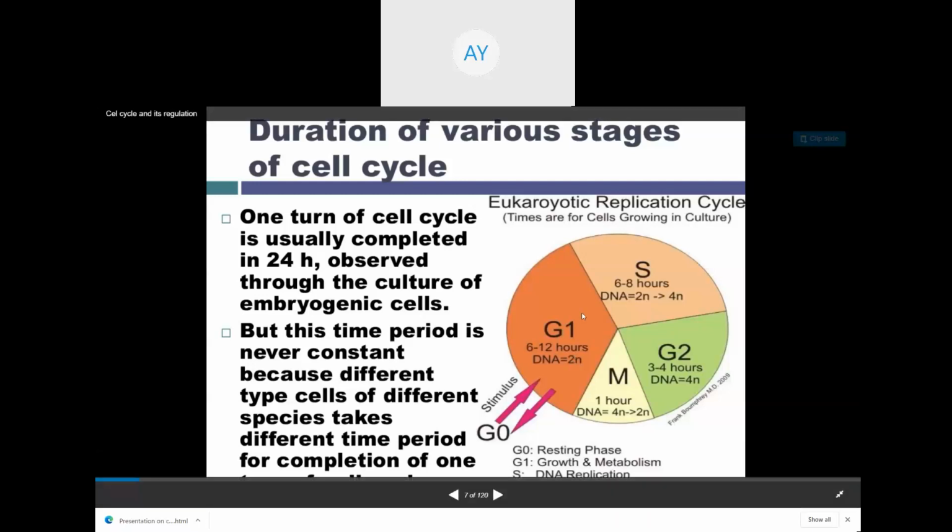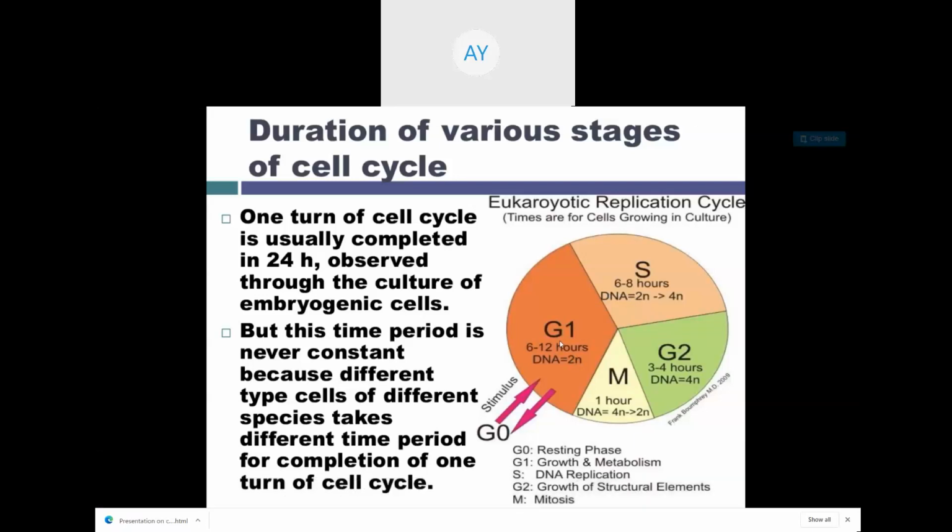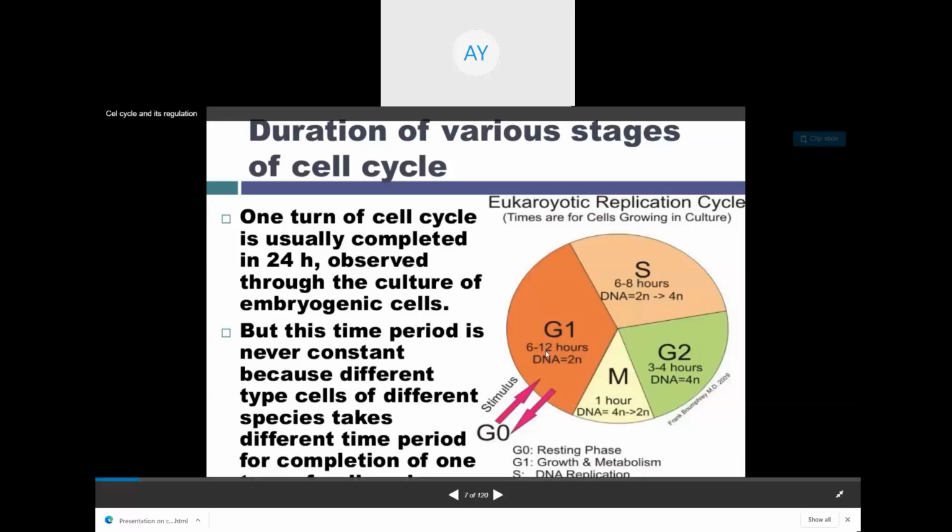If it enters the S phase, it will take 6 to 8 hours. In G1, if there is a deficiency of protein or RNA, such synthesis occurs in G1. This pie is divided into 24 hours. If you bifurcate the different stages, the G1 phase takes about 6 to 12 hours, and then the cell enters the S phase, which is the most active phase.